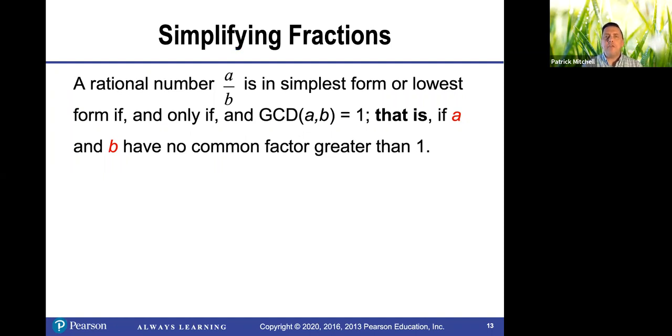Simplifying fractions. A rational number a over b is in simplest form or lowest terms if and only if the greatest common divisor, remember that, of a and b is equal to 1. That is, if a and b have no common factor greater than 1.